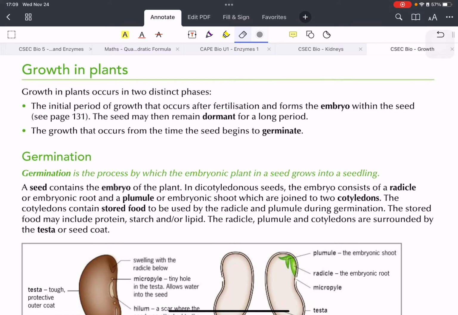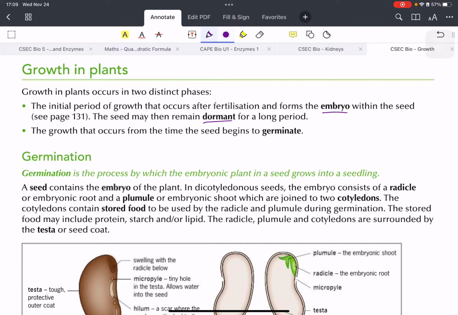So the initial period of growth occurs right after the plant is fertilized. Remember, the pollen goes into the ovule and all that nice stuff we did in that class. And we have the embryo being formed. So the seed now will be formed, and the seed grows and it becomes dormant. We say it becomes dormant.